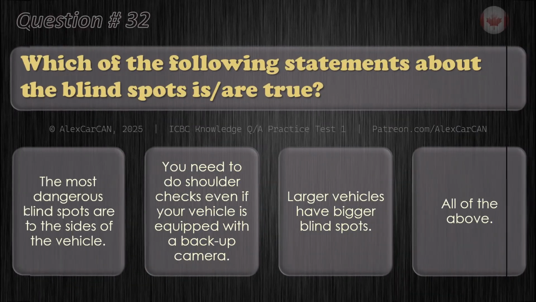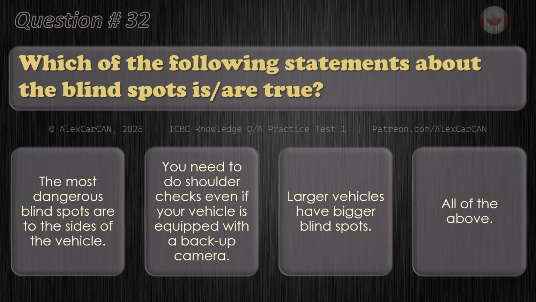Question number 32. Which of the following statements about the blind spots are true? The most dangerous blind spots are to the sides of the vehicle. You need to do shoulder checks even if your vehicle is equipped with a backup camera. Larger vehicles have bigger blind spots. All of the above. The correct answer is all of the above.